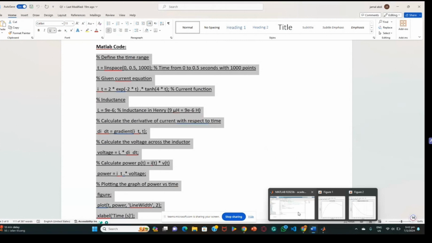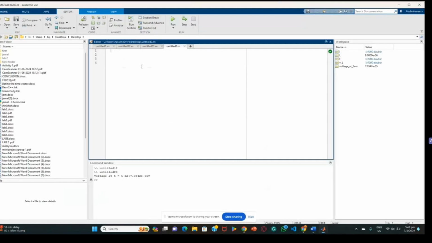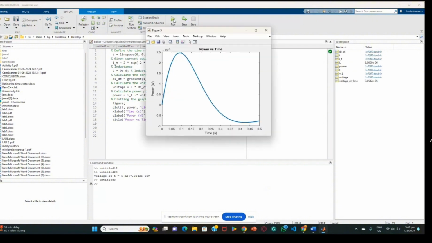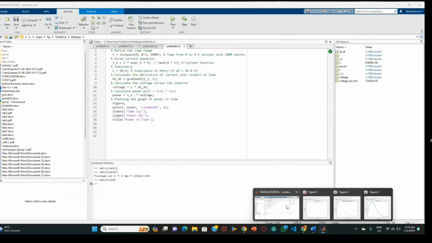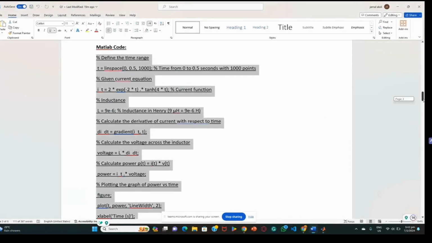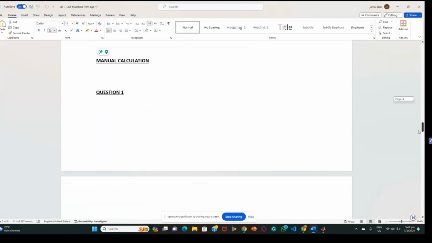And I will go to MATLAB. Then I will paste here. So this is the answer here. At 0.4 it is equal to 0.8 here. So the same here, this one and my answer are the same. So that's the MATLAB, and I will go to the manual calculation.